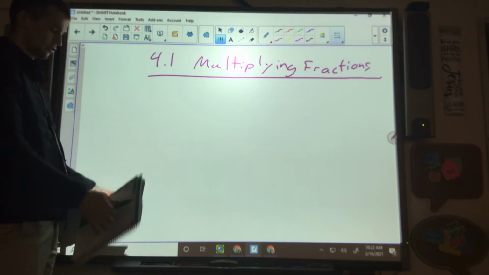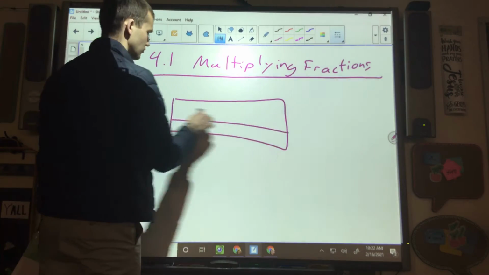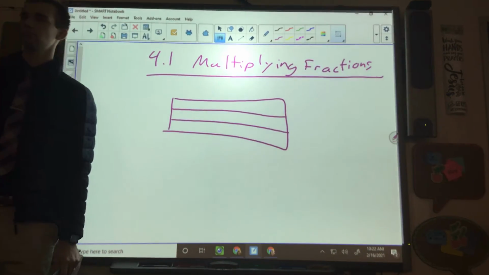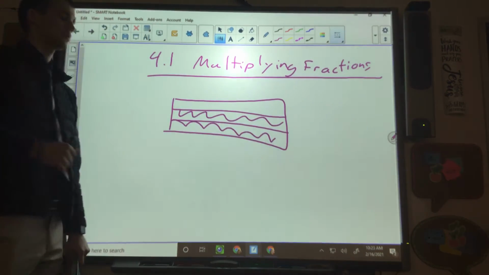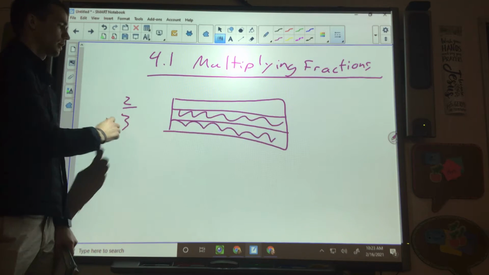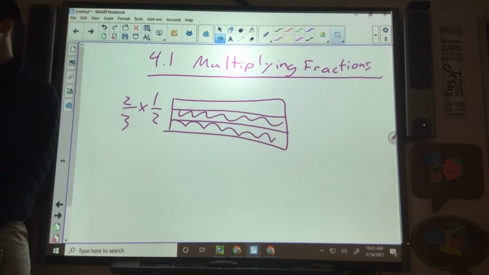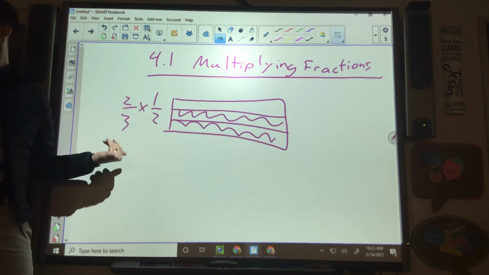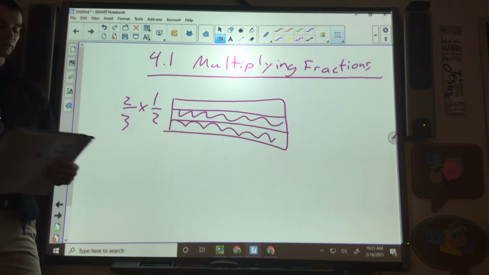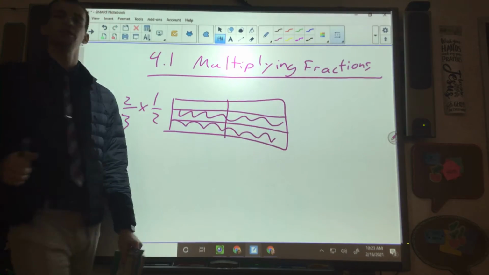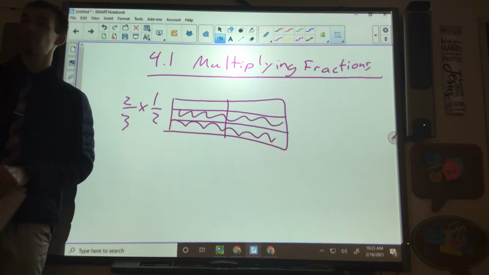When you're multiplying fractions, they use the example right there. Let's say you've got 2/3, so 2 out of 3. If you multiply that times 1 over 2, you're saying, what is half of 2/3? 2/3 times 1 over 2. What they did here, they drew a line down the middle, so now instead of 3 parts, you have 6 parts.